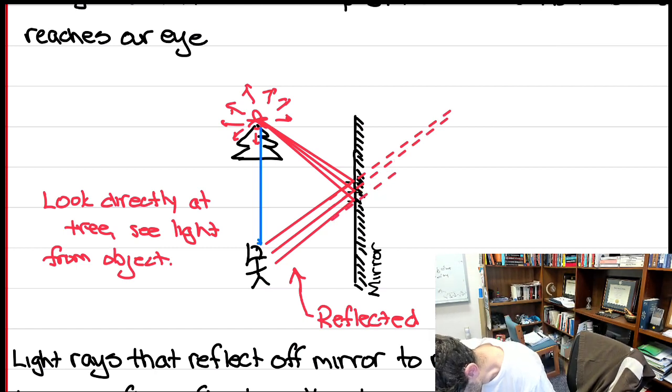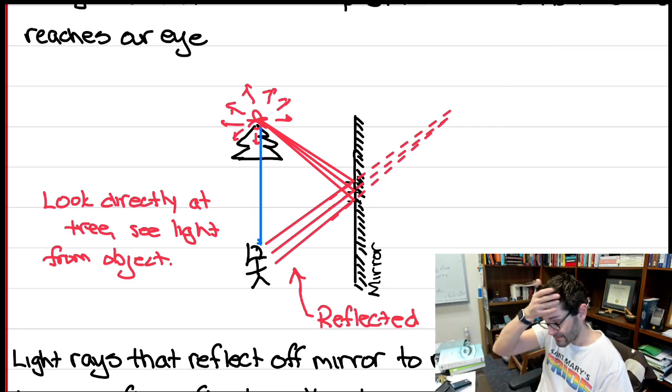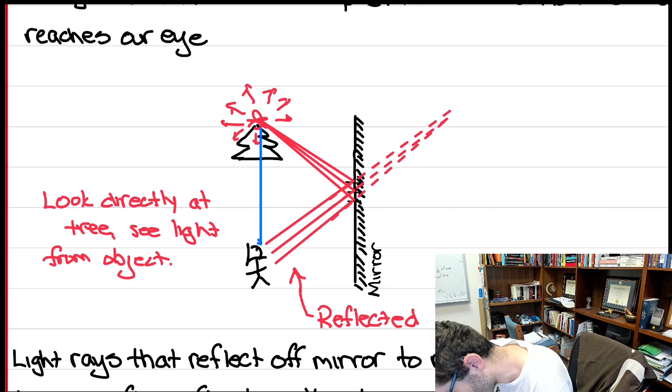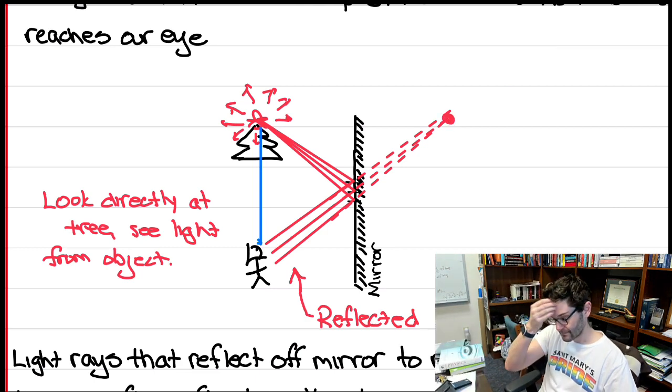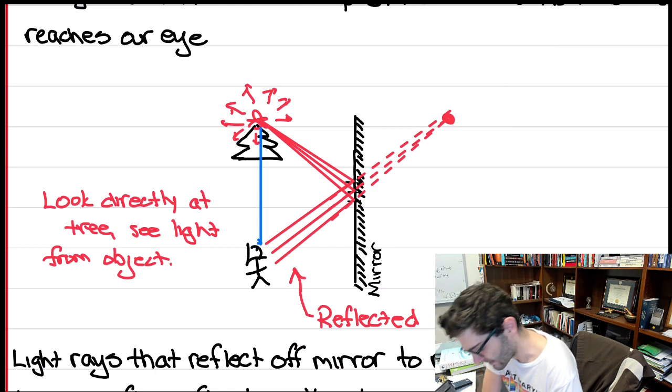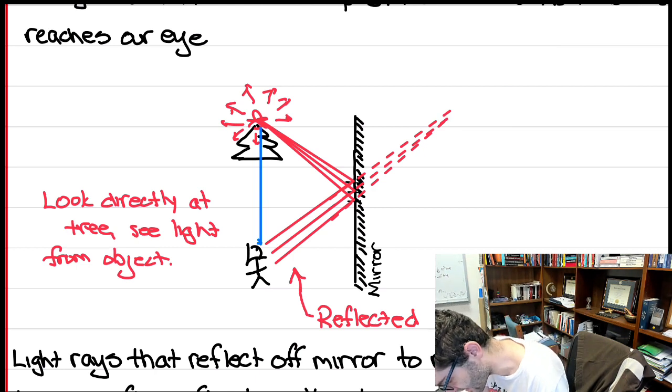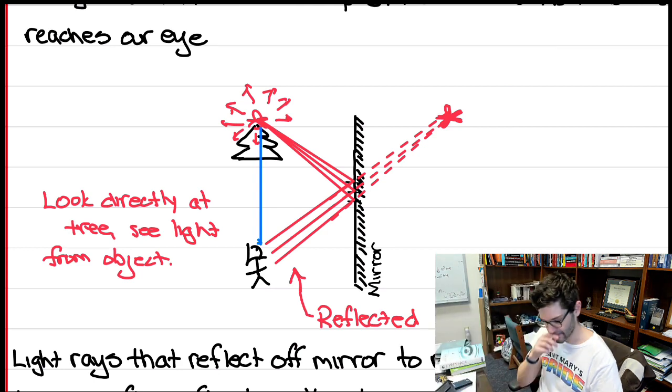Try to be helpful and snap into place, but then ruined it. You get something that looks like that. And you would notice, it's kind of hard to see with the dashed line, that they would all converge at about here. So, what happens? What does that mean? That means that since they all appear to converge here, that is the image where you see the star.